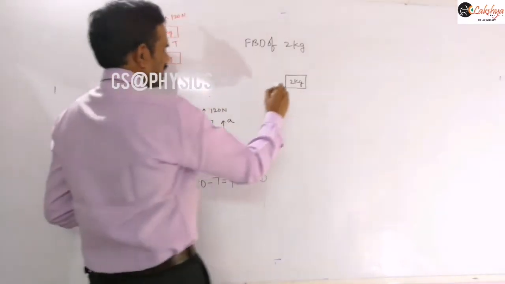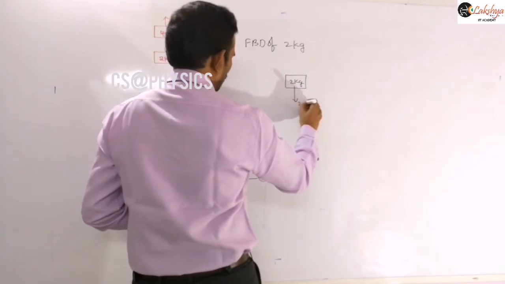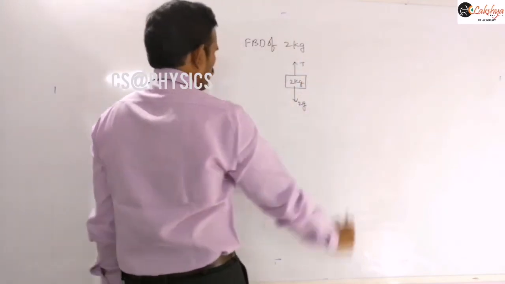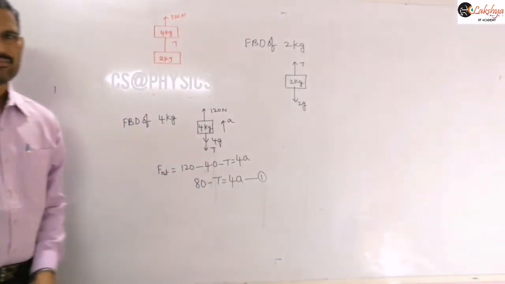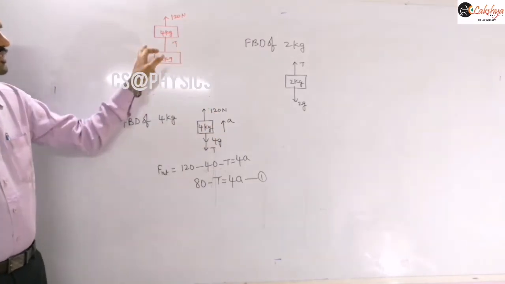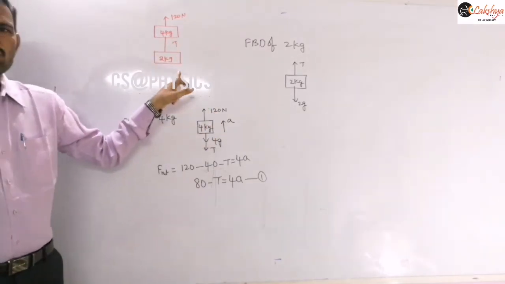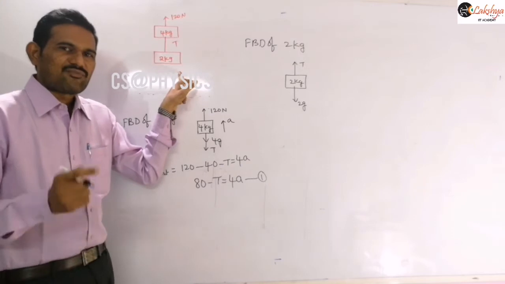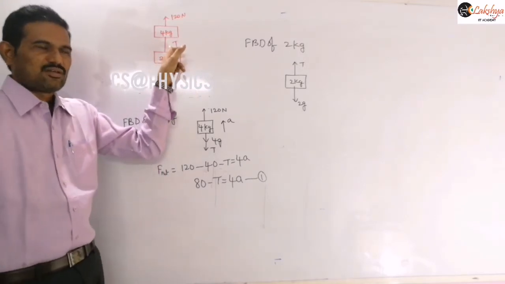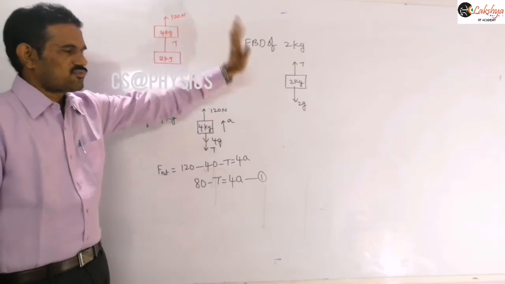So one force is the weight of this block here. Then what is the upward force? The upward force is only tension. You should not represent this 120 newtons here. 120 newtons is not directly applied on this 2 kg block, but its effect will be there through this tension. So the tension is the pulling force for this block.